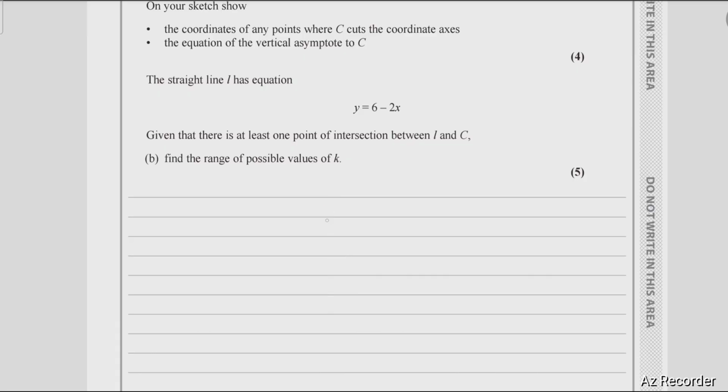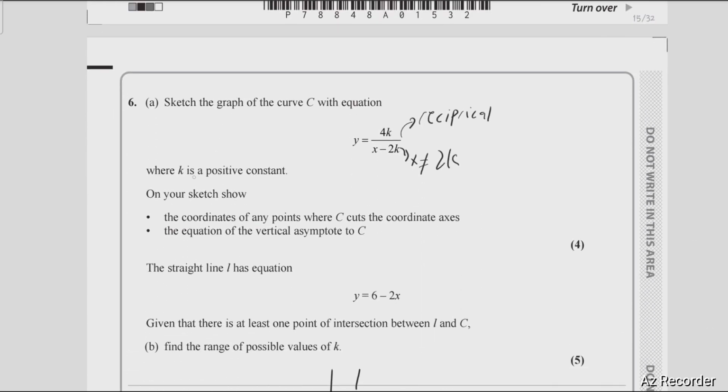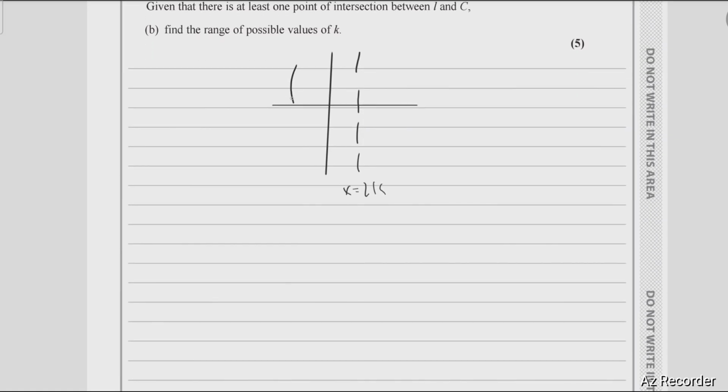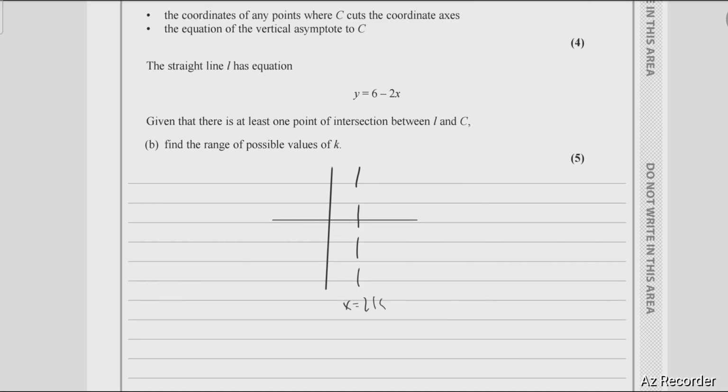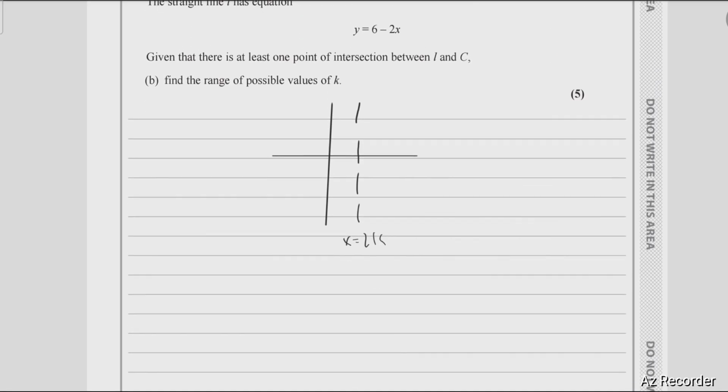So the asymptote must be x equals k. Okay, here's the line, x equals k. Now, how did I know that the line is in the positive quadrant? Because the question said k is a positive integer. So you can't put it right here. You will get it wrong and lose marks. Just make sure to read the question carefully, and draw the reciprocal.